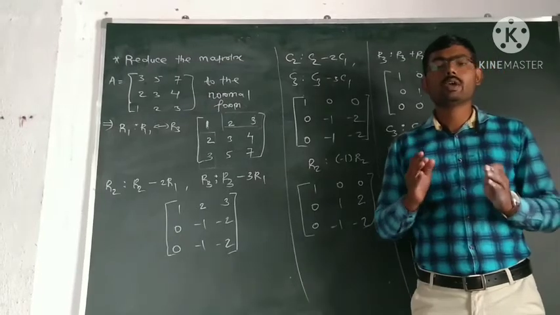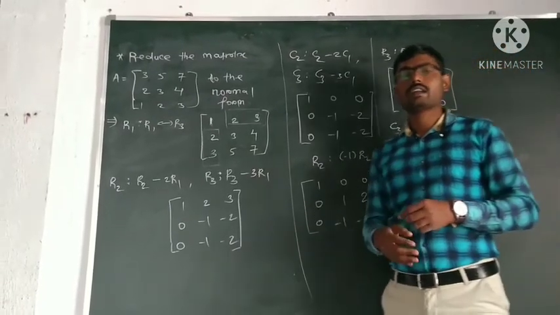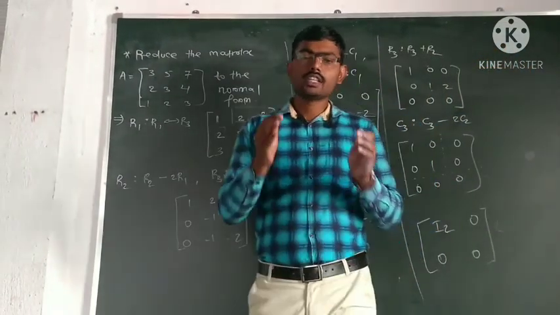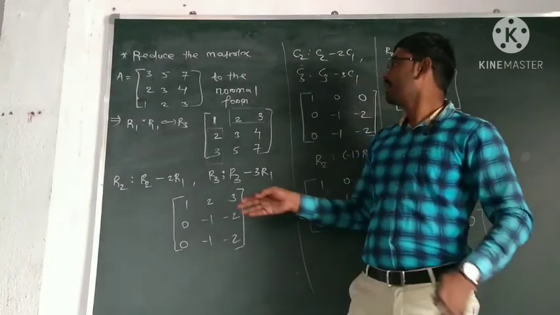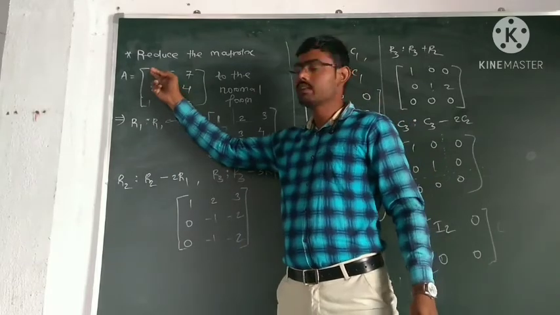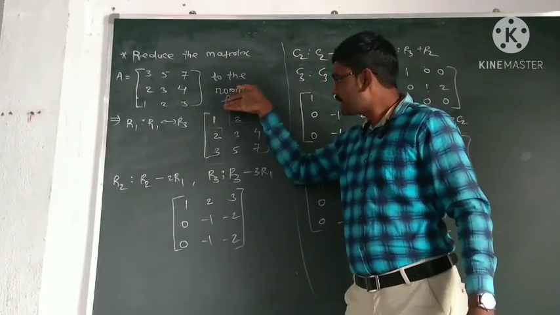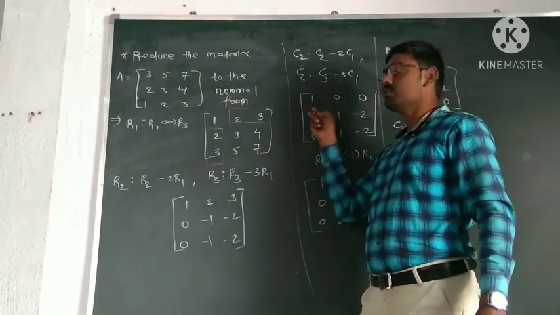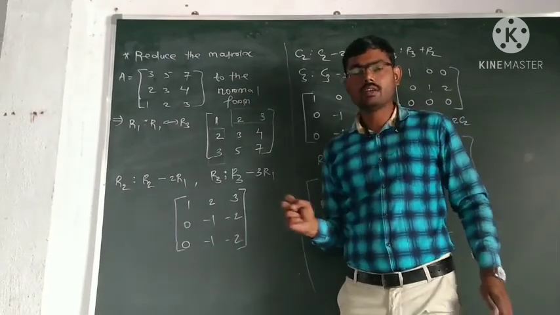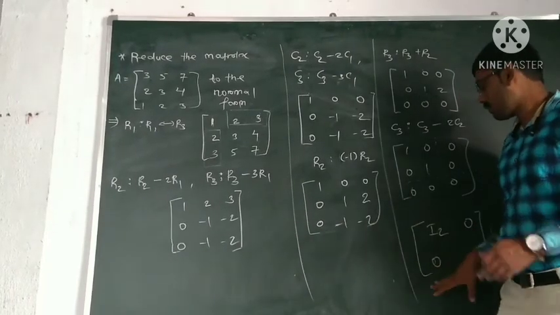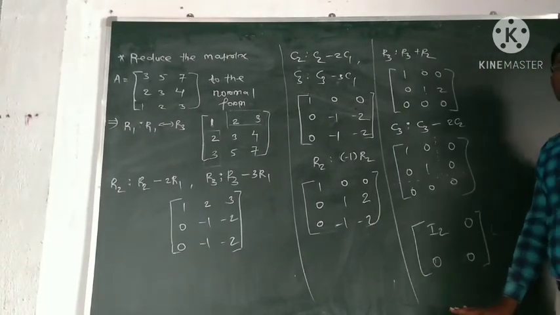This is the way to reduce a matrix to normal form. This process can be applied to a matrix of any order. What is our target? Make the first entry 1, then make all the entries below 1 and to the right of 1 zero. Apply the same process to the other submatrix, and we will get the normal form of the matrix.